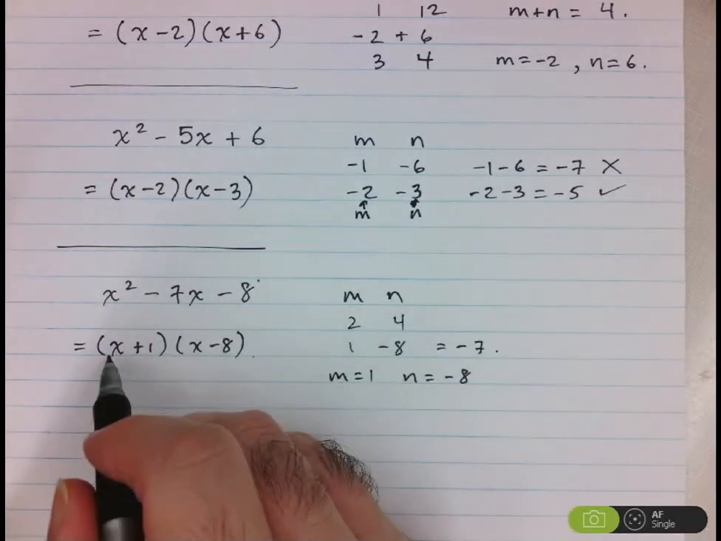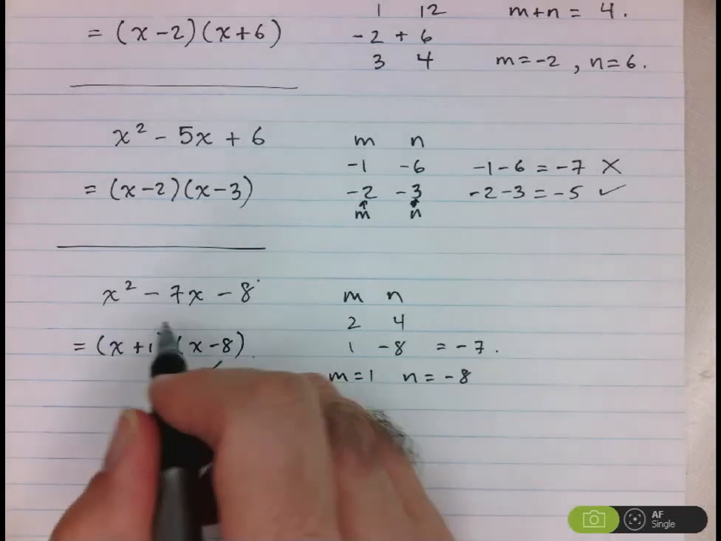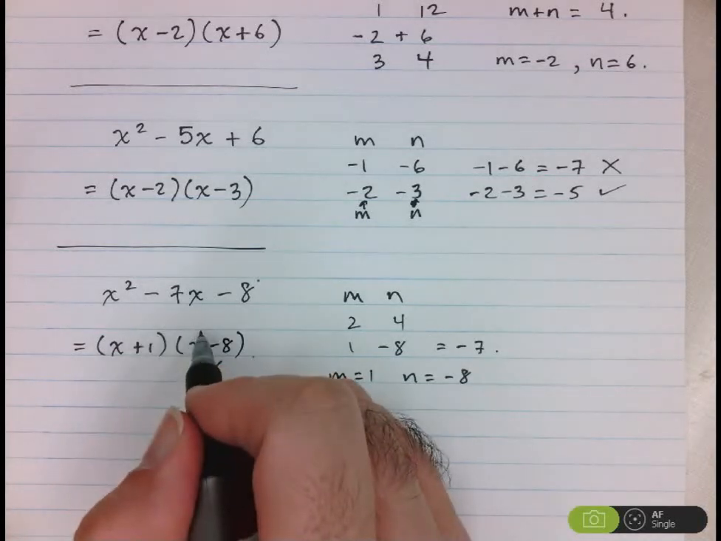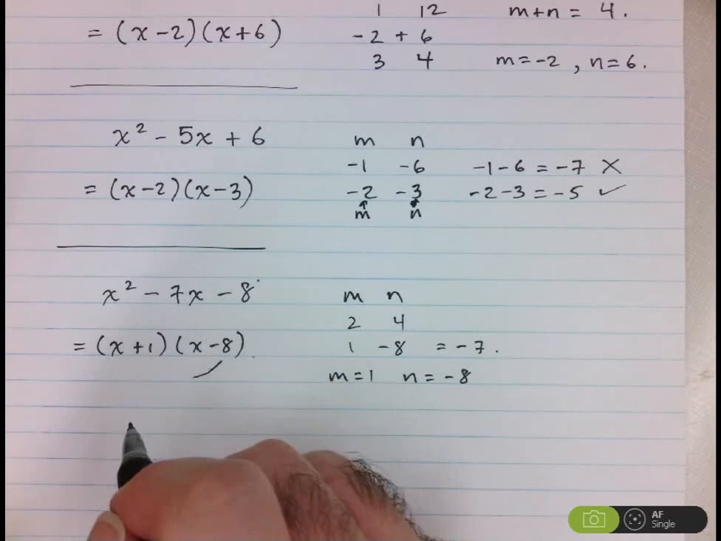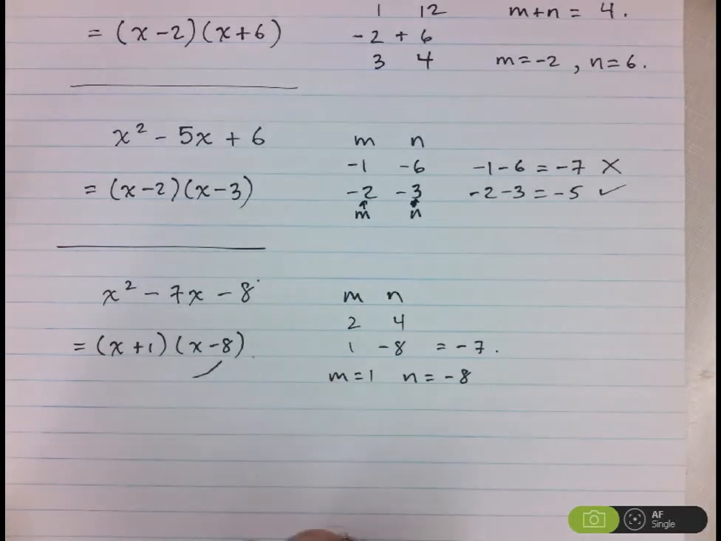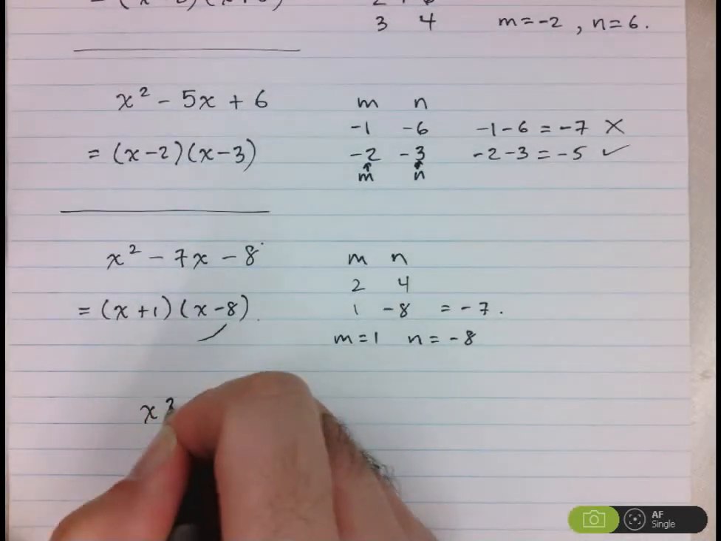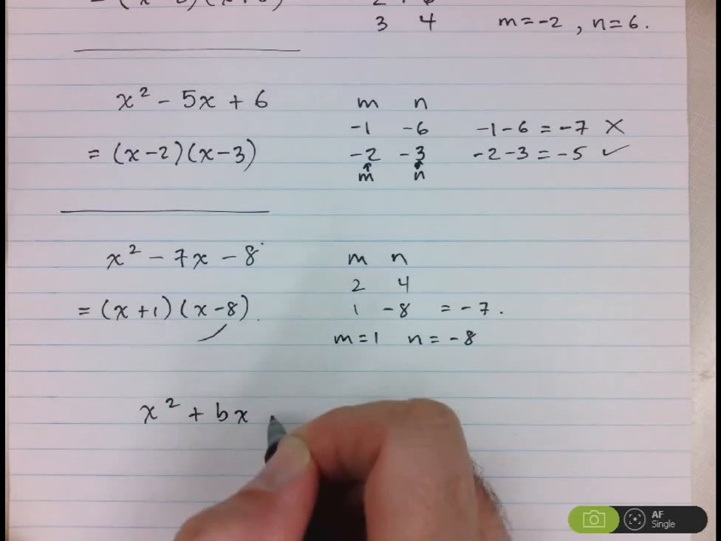So let's check this out. x times x, x squared. Here we have negative 8x plus 1x. So negative 8 plus 1, yeah, is negative 7. And then positive 1 times negative 8 is equal to negative 8. Okay, so it looks like we found our method for factoring these types of expressions.